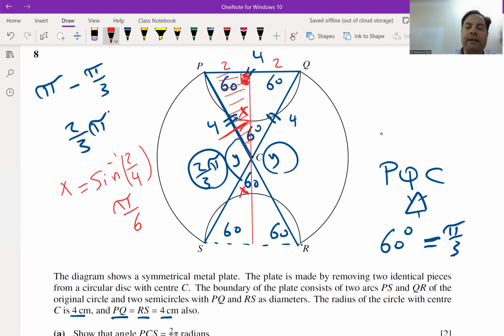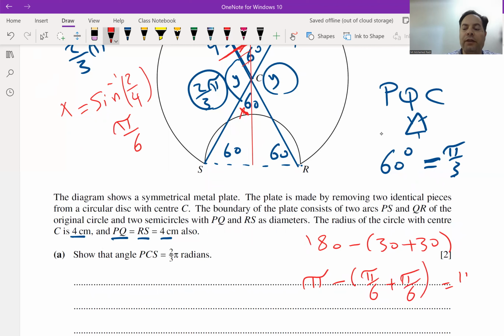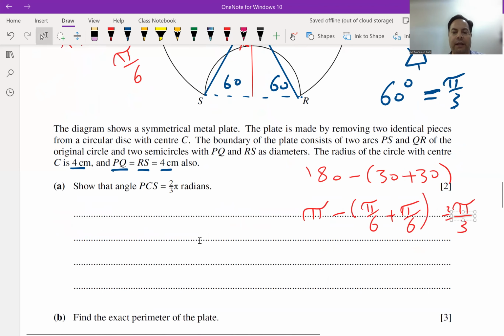So 180 minus 30 and 30, but write it in radians. So I will write pi minus pi over 6 minus pi over 6. You will get your final answer: 2 pi over 3. Same. Now I think part A is clear.